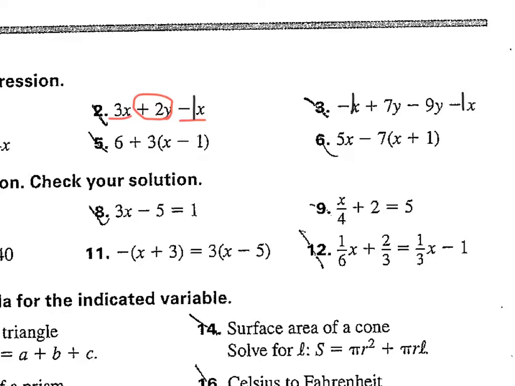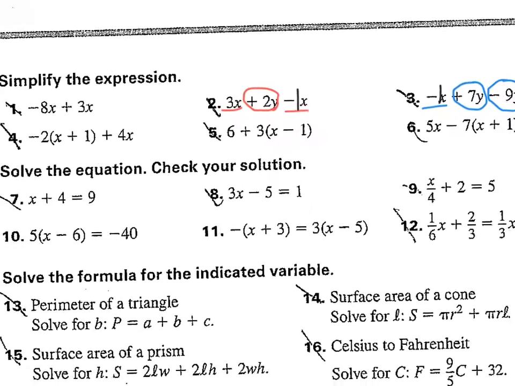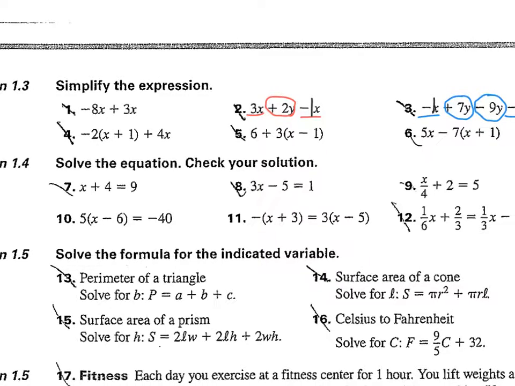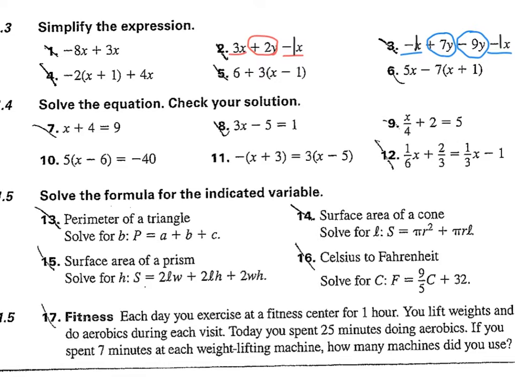And again, underline, circle, square, whatever the ones that are the same, combine those and then just rewrite them together. You're not going to have like a 1 numbered answer when you simplify these. Okay? So that's 1 through 6.